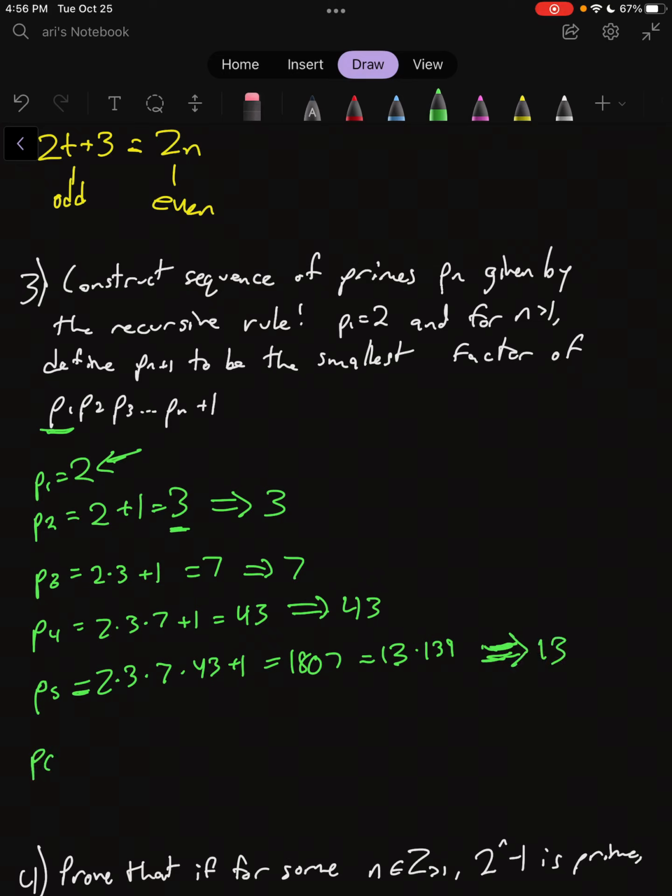So I'm not going to actually do P6, but just the way we would construct it is 2 times 3 times 7 times 43 times 13 plus 1, and then find the smallest prime factor of that number, and it's going to give us a new number, and that number happens to be 53. So basically every time we follow this recursive rule, we're going to produce a new prime number, and we can do this infinitely many times. This is the rule that exemplifies that there are infinite primes.